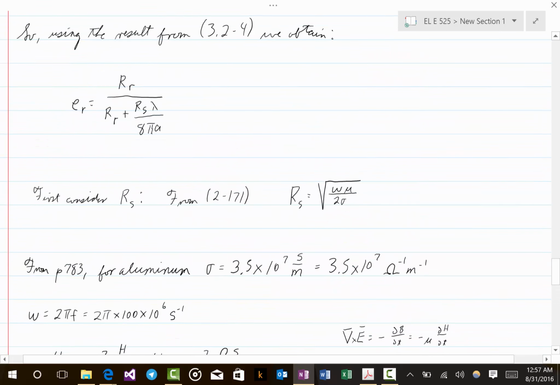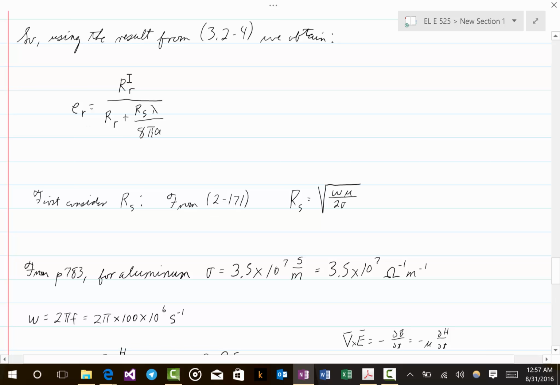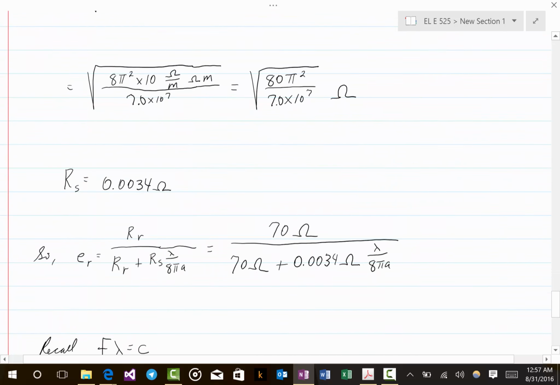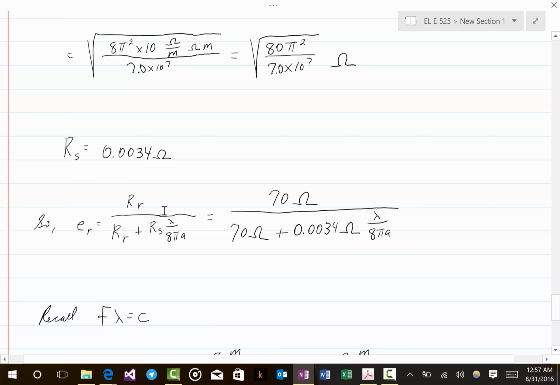Remember, from above here, ER is given by this expression here. And so we'll bring that down now. ER is equal to the radiation resistance divided by the radiation resistance plus RS times lambda over 8 pi A. And we're told to use the radiation resistance equal to 70 ohms. So we have 70 ohms divided by 70 ohms plus 0.0034 ohms. That's the surface resistance times lambda over 8 pi A.